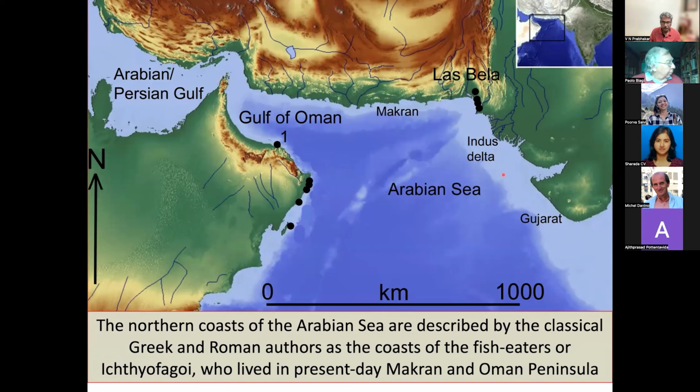In the caption, I put something else which is interesting if somebody wants to study the shell middens, that is, these areas were very, very well known during the Greek and Roman periods because of the presence of the fish eaters, the ichthyophagoi, those people who eat only fish. They lived along the Makran coast, they lived along the coast of Oman, not exactly in Las Bela, there were other people in Las Bela.